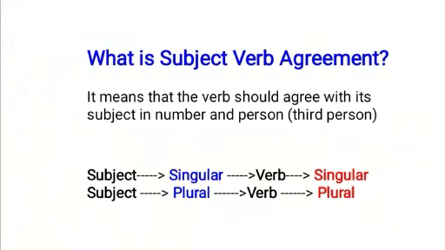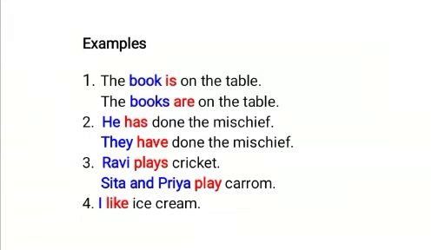Now let me explain by giving some examples. First example, the book is on the table. Here the book is a singular subject, so we use a singular verb, is. The books are on the table. If the subject becomes plural, that is books, then the verb also will become plural, are.